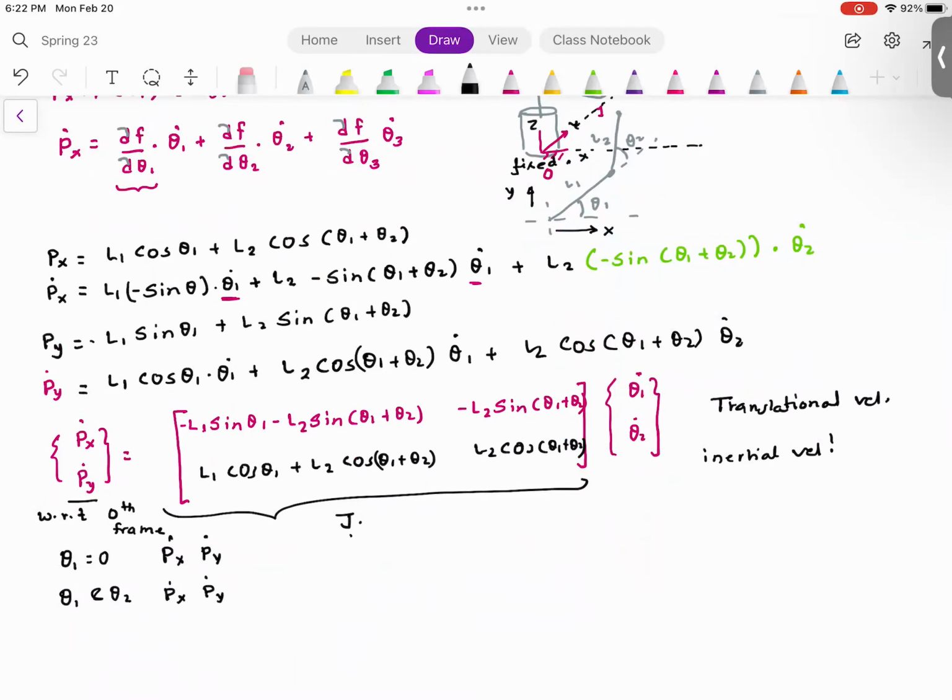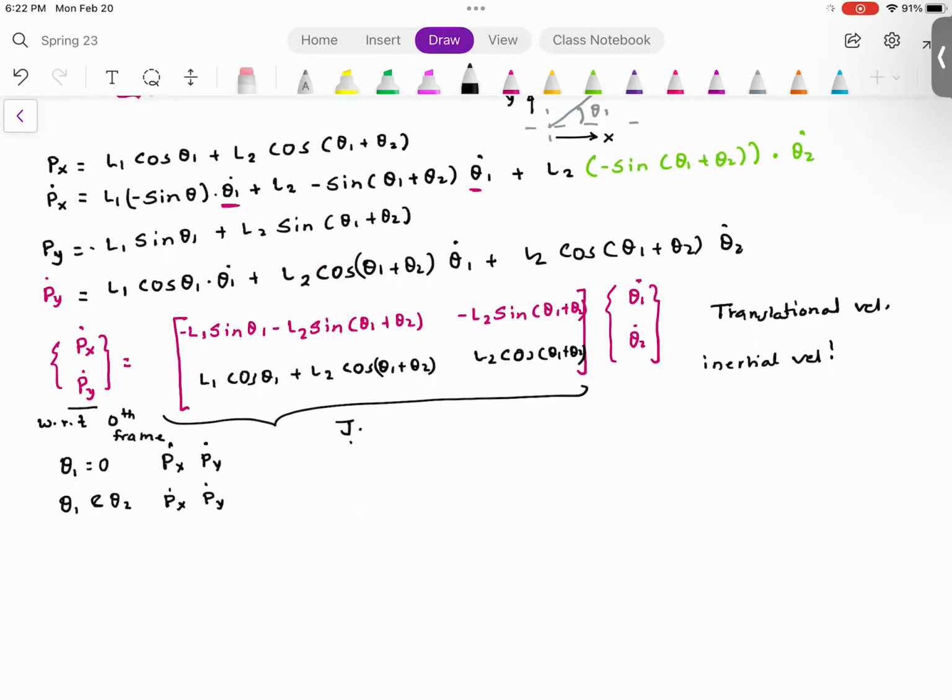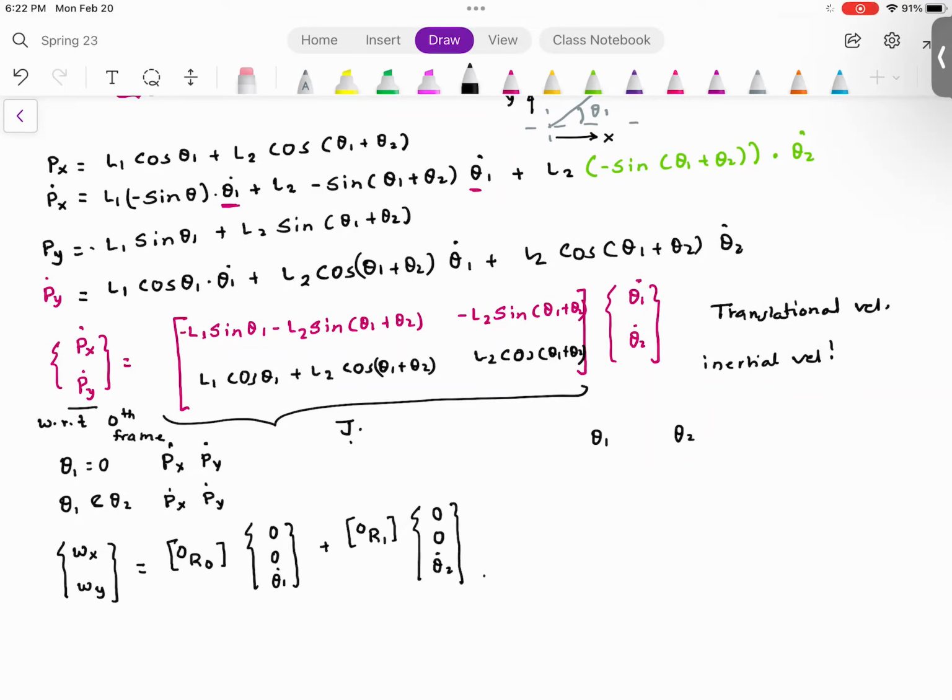Now the next question is, how do we find the rotational velocity? For rotational velocities, I want you to understand this equation. Omega x, omega y. This is the rotational velocity in the inertial frame. There are two joints, joint 1, theta 1, and joint 2, theta 2. So the equation is 0 r 0, 0, 0, theta 1 dot plus 0, r 1, 0, 0, theta 2 dot. Now, what does this mean?